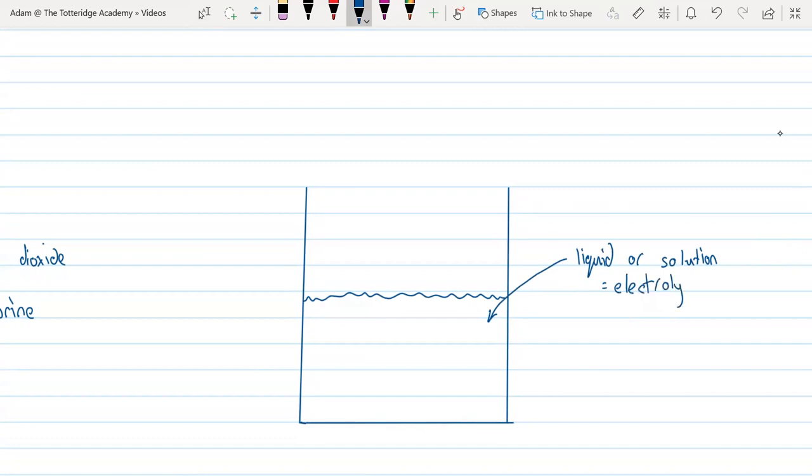It has a special name, the electrolyte, and it means whatever you happen to be doing the electrolysis to. So in this case, sodium chloride goes in there, the thing that you're doing electrolysis to. Now, interestingly, it has to be a liquid or a solution. I'll let you think about why that might be the case for a second.